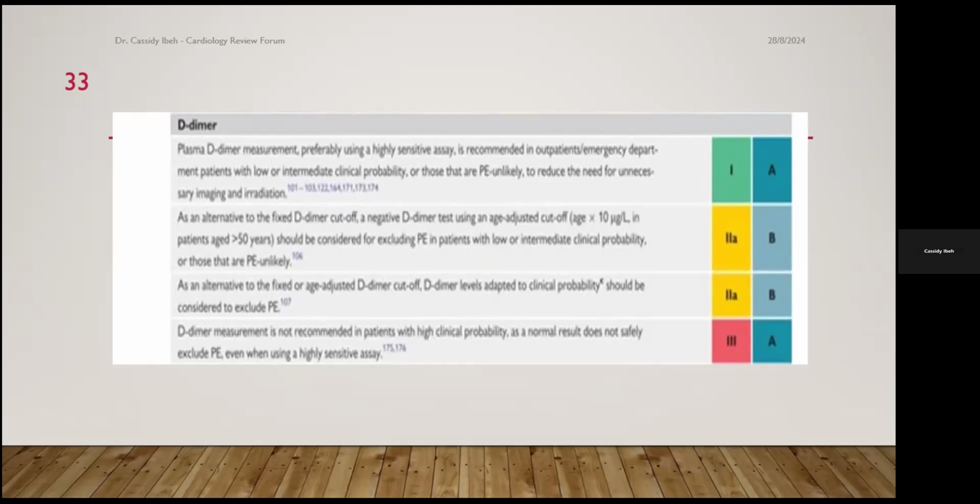It could also be class 2A, as an alternative to the fixed D-dimer cutoff. So a negative D-dimer test using an age-adjusted cutoff, that's age times 10 micrograms per liter, in patients that are greater than 50 years should be considered for excluding PE in patients with low or intermediate clinical probability, or those that are PE unlikely.